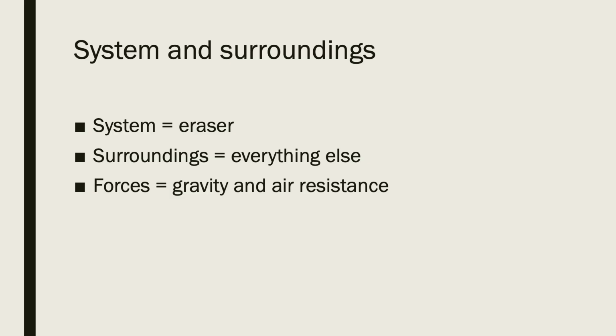The system in this experiment was the eraser, and the surroundings were everything else that applied a force on the eraser, such as the air. The forces we considered were gravity and drag. Gravity acts in the downward y direction, and drag acts in the positive y direction and negative x direction. Drag opposes the motion, slowing down and reducing the range and height of the object. These were the only two forces that we considered in this experiment.